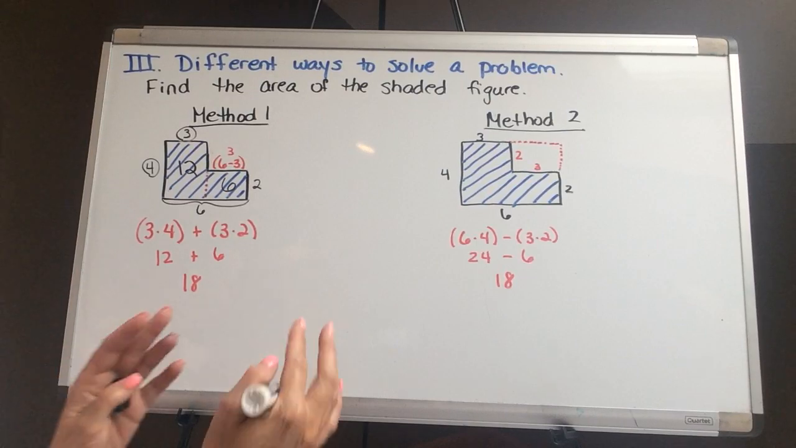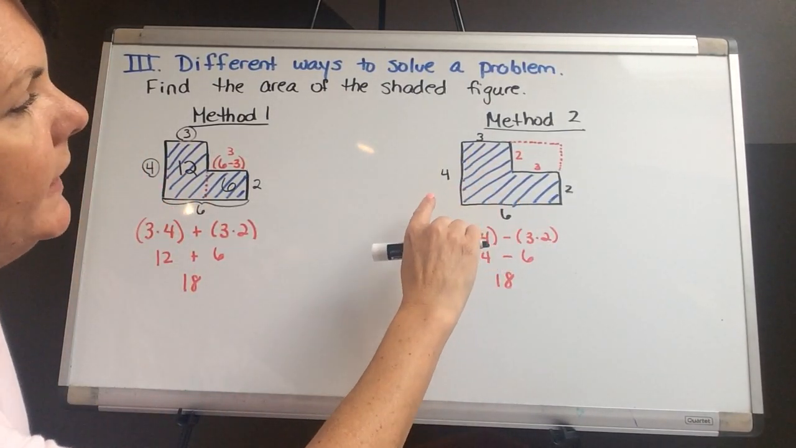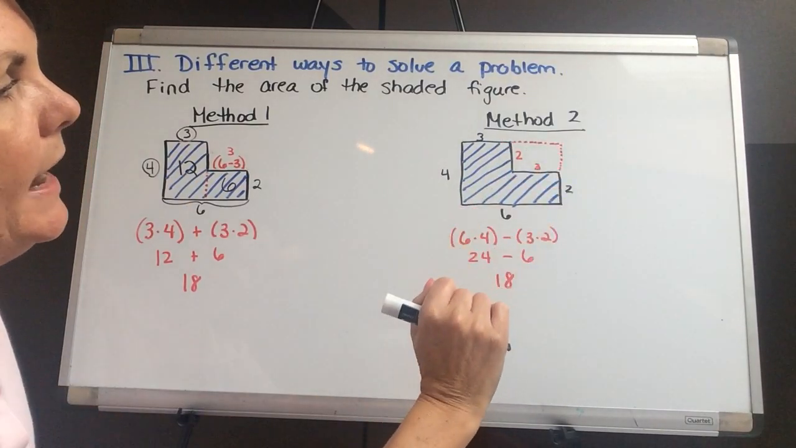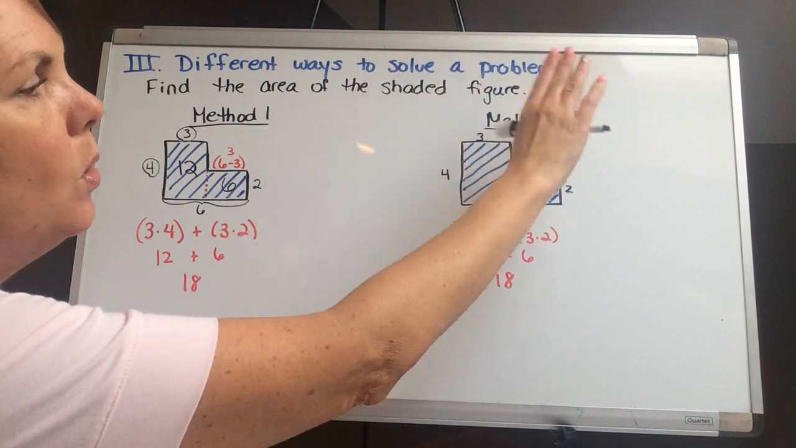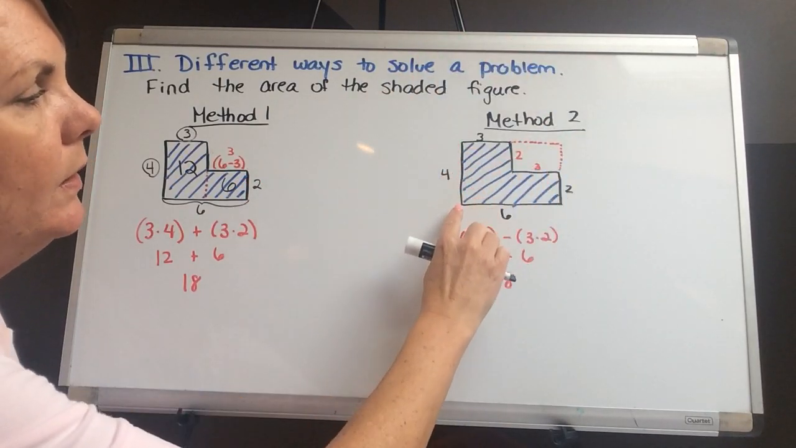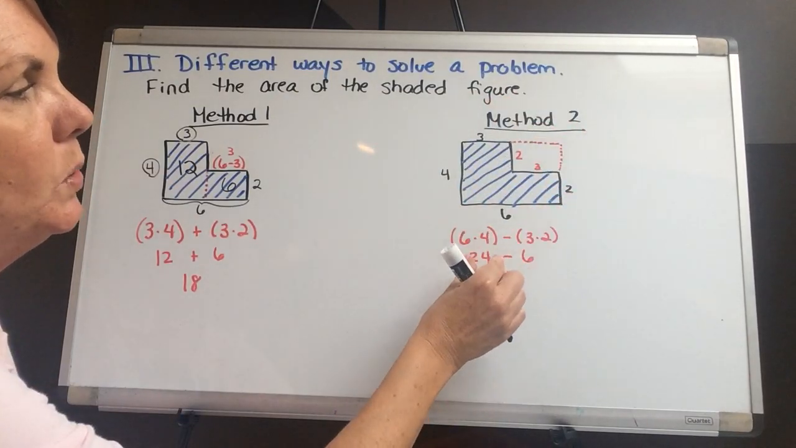Another way of thinking is go larger and remove that piece. So look over here, and what I've done is I added these dotted lines in red. Now what I can do is find the area of the whole entire thing, including this piece. Well, that's going to be 4 times 6, which is 24. So the whole thing is 24.